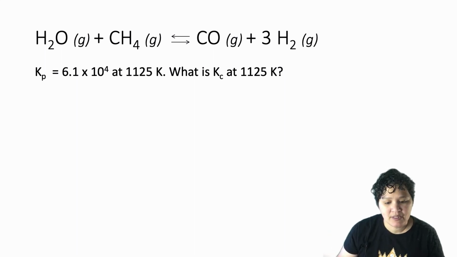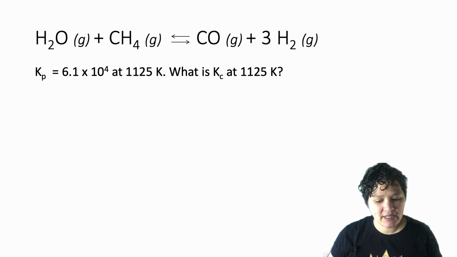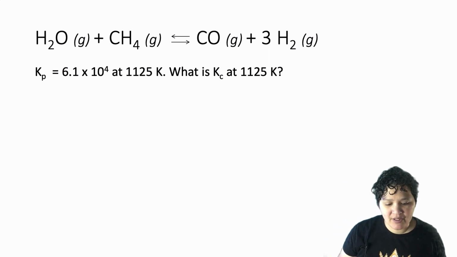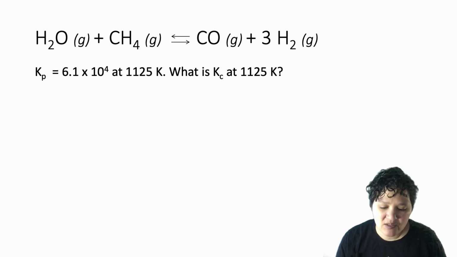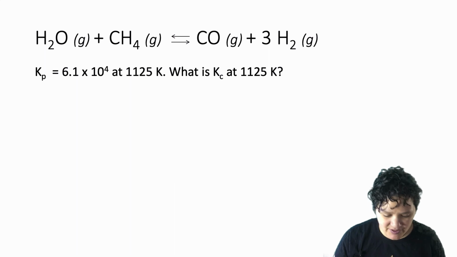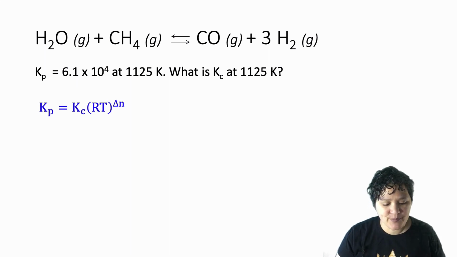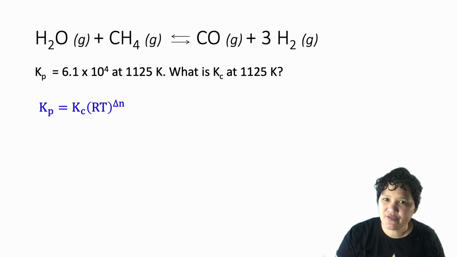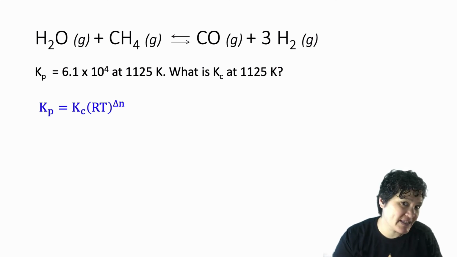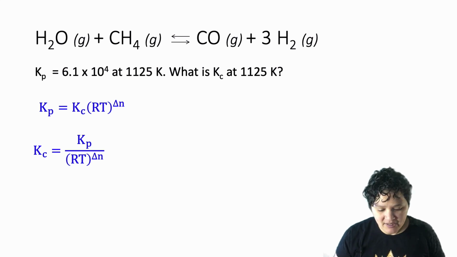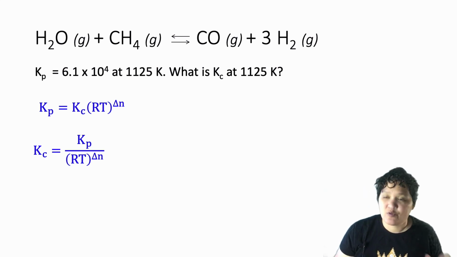Water plus methane gives us carbon monoxide plus 3 hydrogen gas. And we're given a value for Kp, and we're asked what the value for Kc is at this particular temperature. So here's our formula for the relationship between Kp and Kc. Right now we have solved for Kp. Let's rearrange it so Kc is on one side and everything else is on the other. The next thing we need to know is what is our delta n.